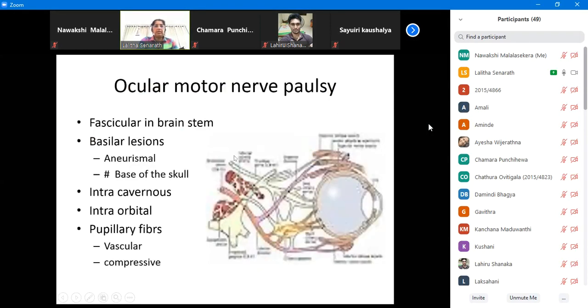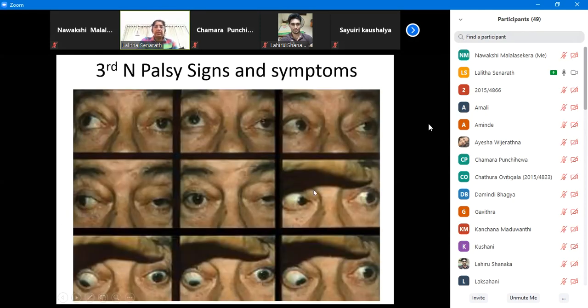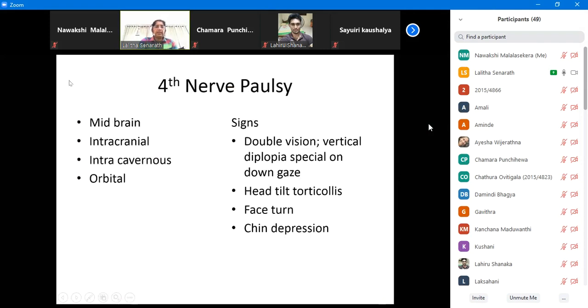The oculomotor nerve palsies. There may be a third nerve palsy. Third nerve palsy can occur with the basilar compressive optic neuropathy. This is how you see ptosis, exotropia, and it affects all gazes except the lateral gaze. Fourth nerve palsy can affect the midbrain lesions, intracranial or intracavernous or intraorbital.